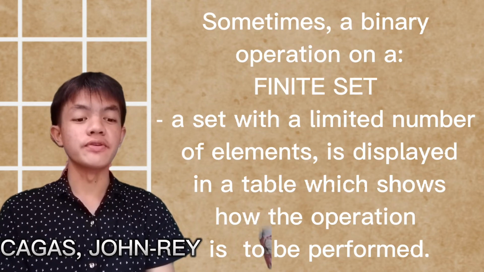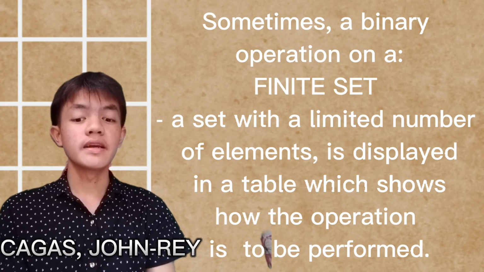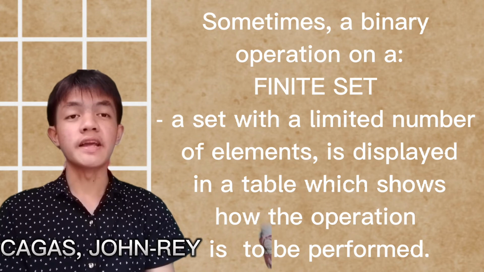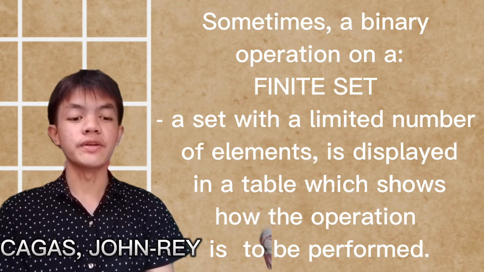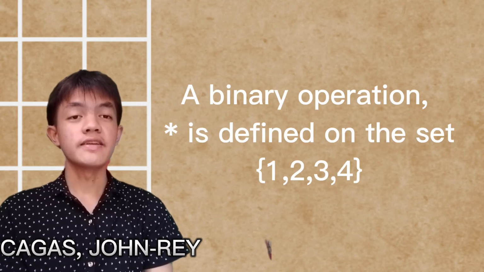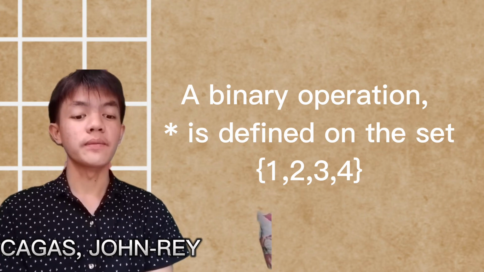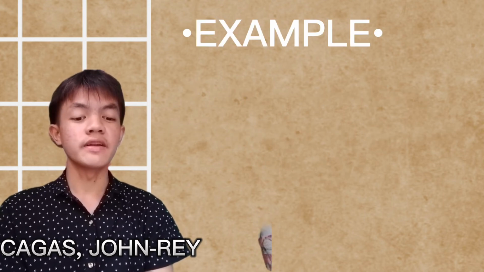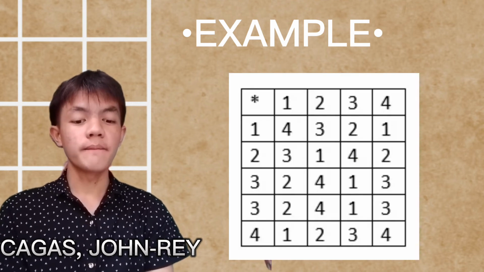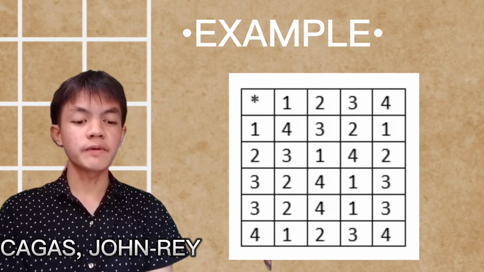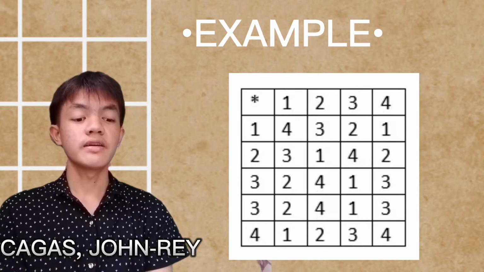Sometimes a binary operation on a finite set, a set with a limited number of elements, is displayed in a table which shows how the operation is to be performed. A binary operation star is defined on the set 1, 2, 3, and 4. An example of this is in the table. So to read the table, take the first value from the left-hand column and the second from the top row, and the answer is the intersection point.